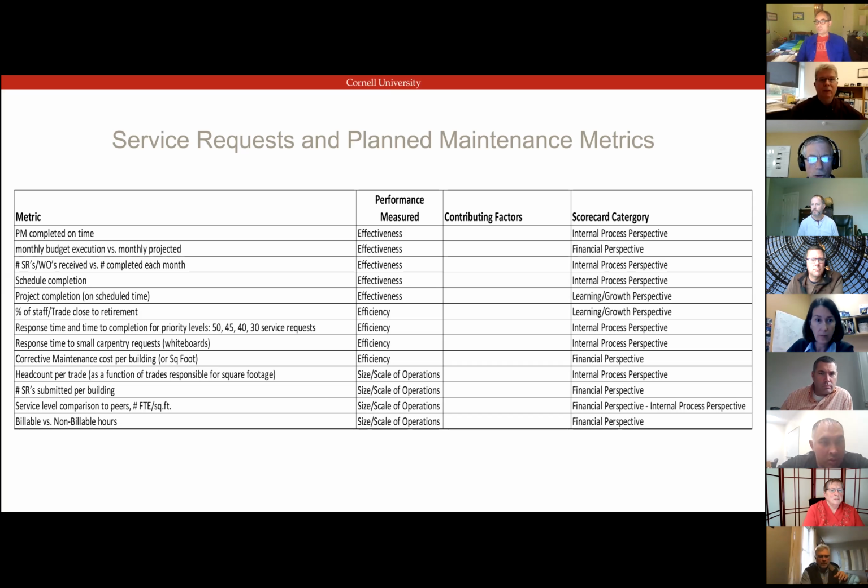Head count per trade. This, I think, would be part of a larger picture. If what we're trying to get at is, do we have an appropriately sized and skilled workforce? How would we know that, or how would we measure it? I don't know that this would be the only thing I would ask, but this would be a part of it. Part of that, maybe, is also about what's the workload.